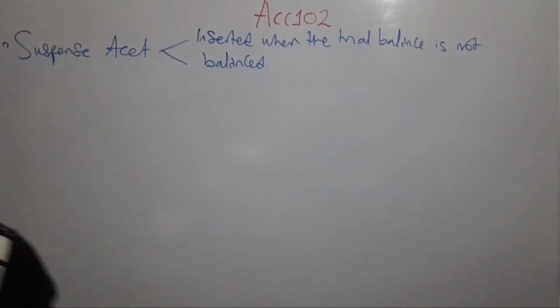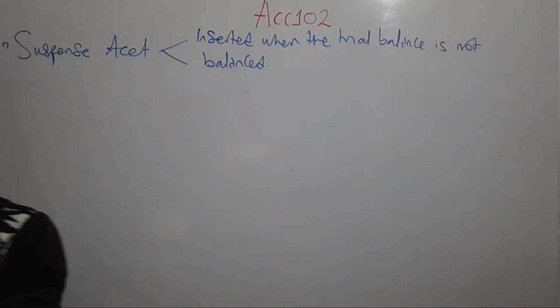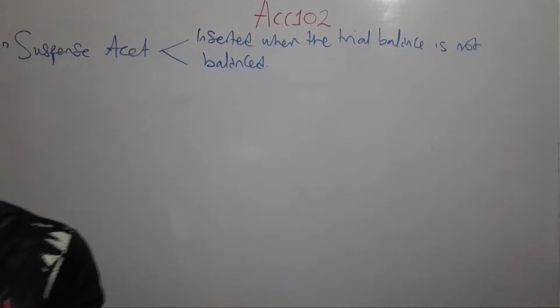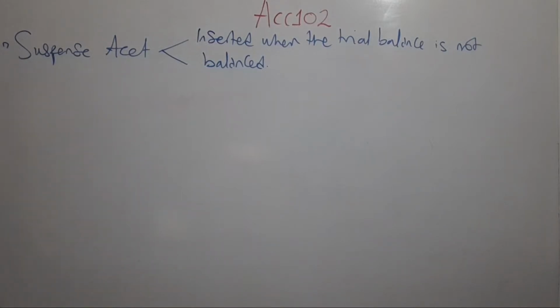Just like we said earlier, you may not be able to figure out where the error is at the time the final accounts are urgently required. Then you have to insert a suspense account until you are able to find out why the trial balance is not balanced.